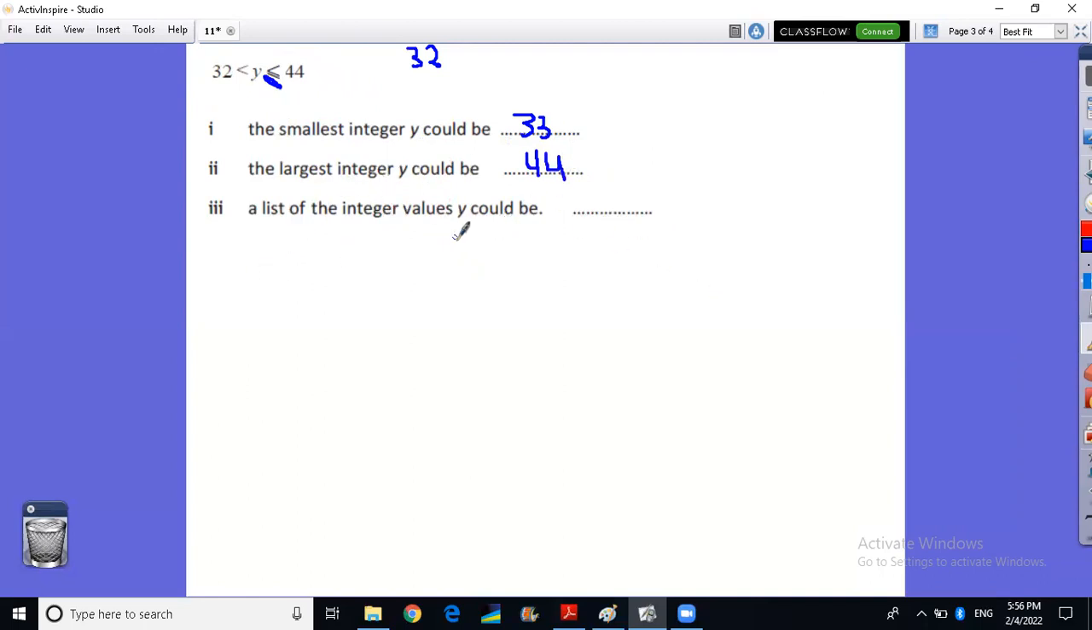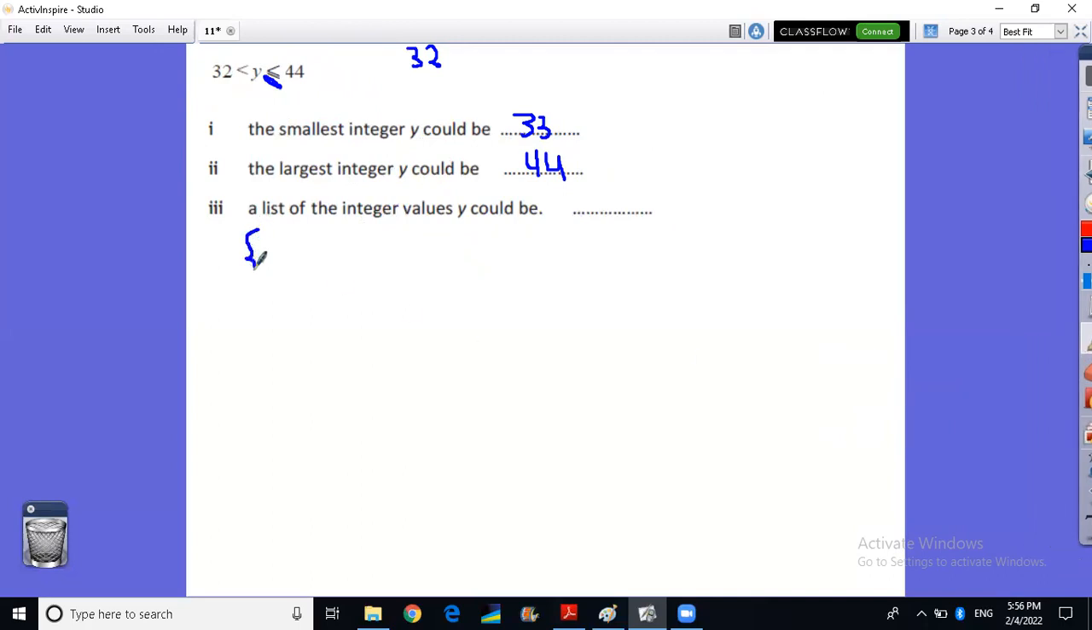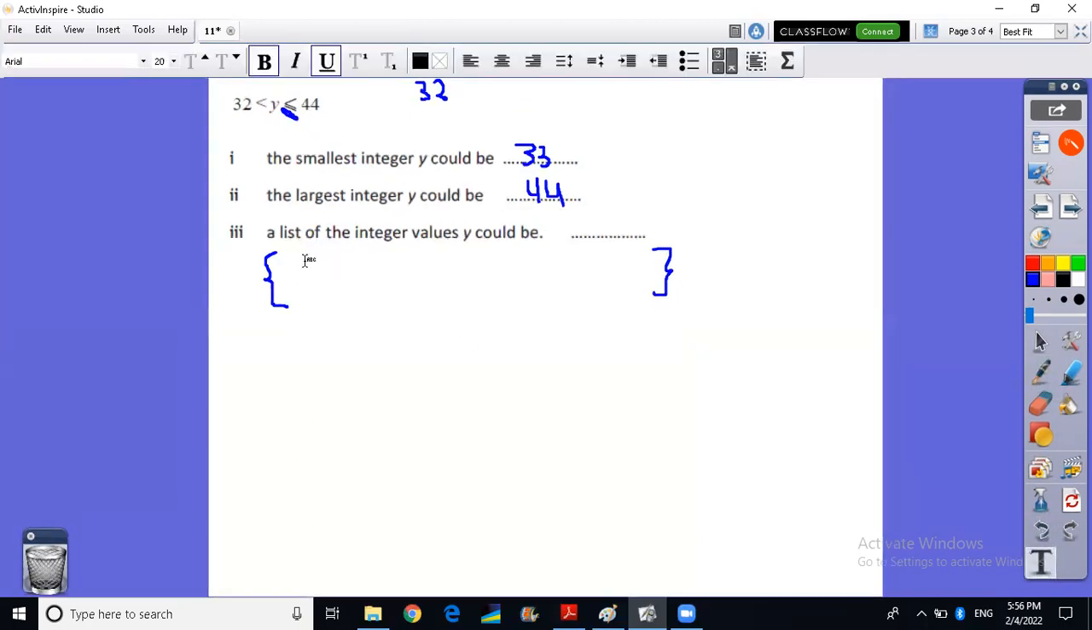A list of the integer values y could be. Here they want us to list the integer values that y could be. How can we list them? Let's list them this way. We're going to talk about this in class, guys, but watching this here in the video is going to help you a lot in class. Please, if you do not understand a specific part, repeat it again.